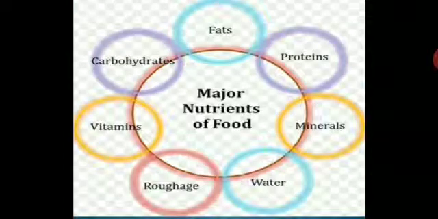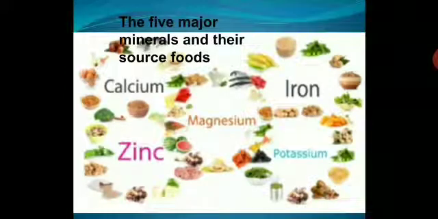So what are the major nutrients of food? Fats, proteins, minerals, water, roughage, vitamins, carbohydrates. These are the major nutrients of food which you have learned. The five major minerals and their source foods you can see in the picture, and all these minerals we obtain from the food which we consume. So what are the minerals here? Calcium, iron, potassium, zinc, magnesium. These are all very important minerals for our proper growth and development. So you should always have a proper diet.